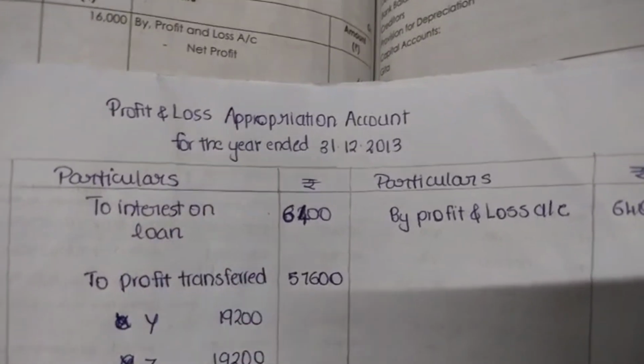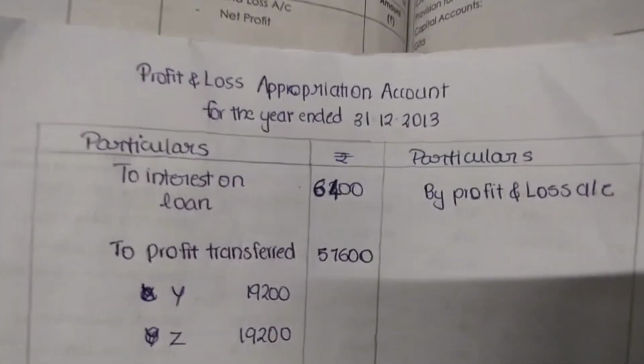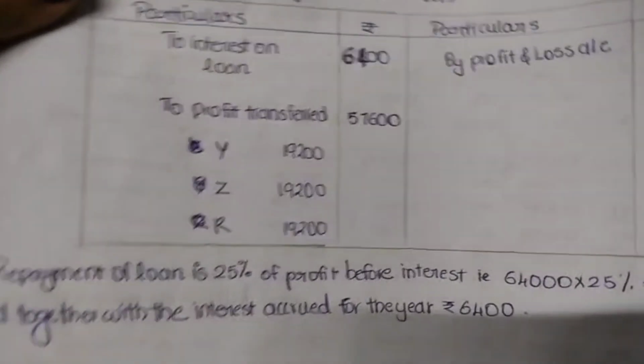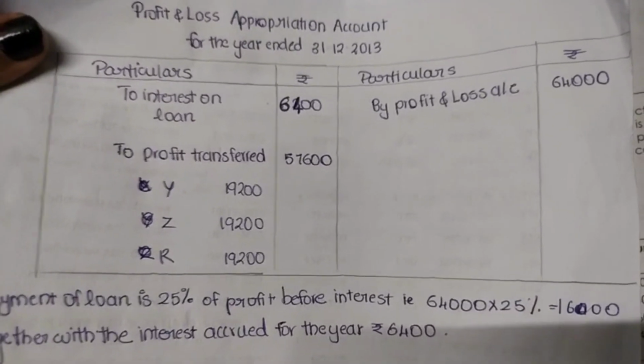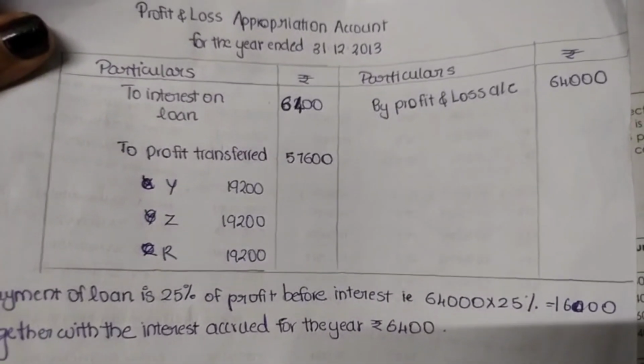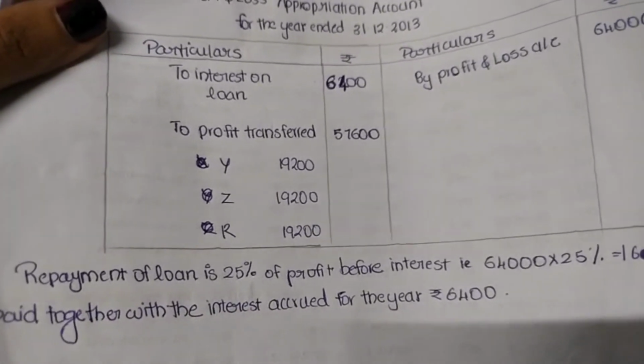They are the partners, including the existing partners plus the newcomer. R is the newcomer. So 1:1:1 is the profit sharing ratio, so 19,200 each one will get. Fine. And this sentence, I just wrote it down: repayment of loan is 25% of profit before interest, that is 64,000 into 25% is equal to 16,000, paid together with the interest accrued for the year, 6,400.